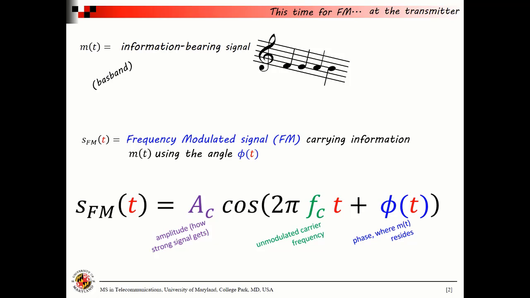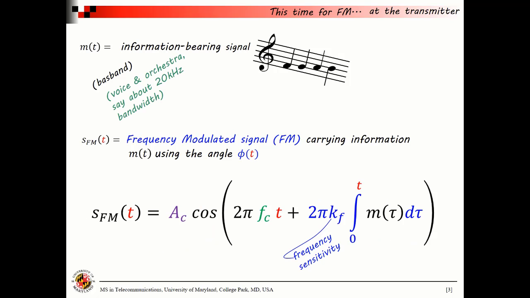So the FM modulated signal will have an amplitude, and that simply indicates how strong the signal gets. It doesn't have any part of the information m(t). The unmodulated carrier frequency 2πf_c is the center frequency for the FM signal, and m(t) will reside in the phase. So the FM signal will carry the information bearing signal inside of this phase in this format. m(τ) will be integrated from time 0 to t, and that integral will be multiplied by 2 times π times the frequency sensitivity, which is a known constant.